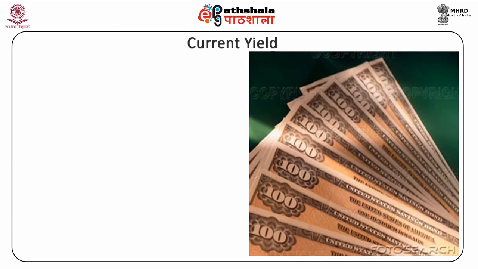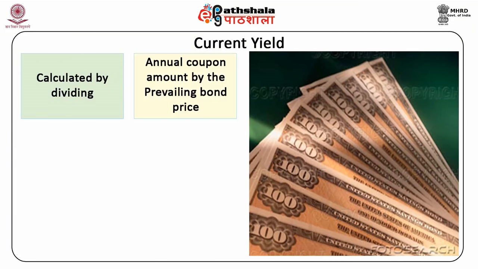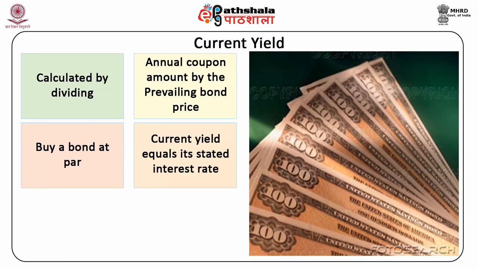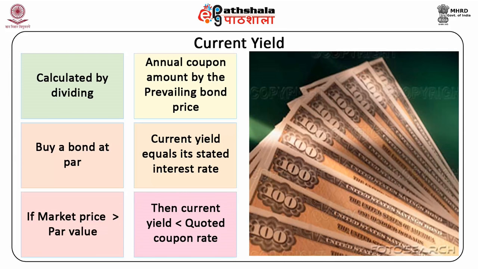Current yield. The current yield is calculated by dividing the annual coupon amount by the prevailing bond price. If you buy a bond at par, the current yield equals its stated interest rate. Thus, the current yield on a par value bond paying 6% is 6%. However, if the market price of the bond is more than par value, then the current yield will be less than the quoted coupon rate and vice versa. For example, if you buy a rupees 1000 bond with a coupon rate of 6% at rupees 850, your current yield would be 7.05%, that is rupees 1000 into 0.06 divided by rupees 850.